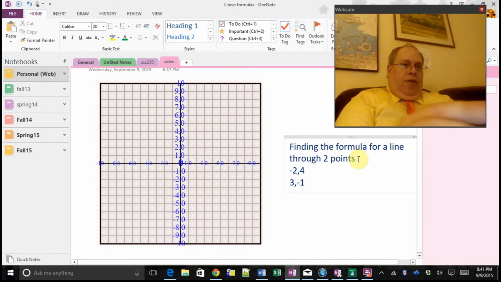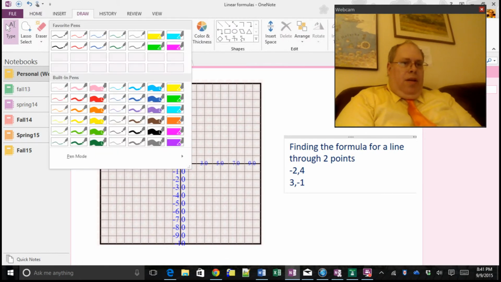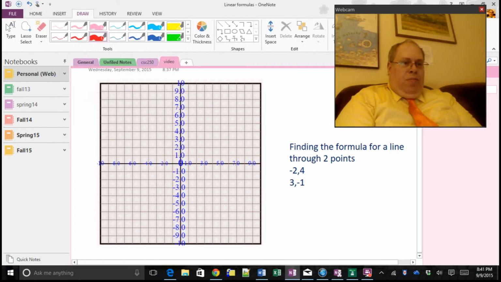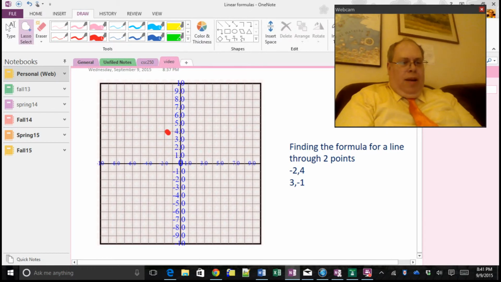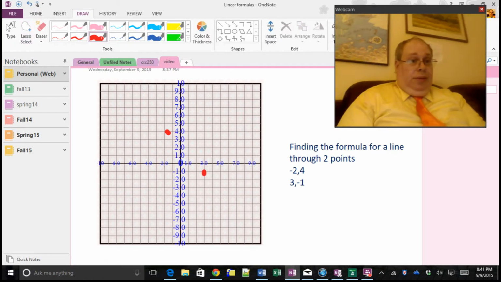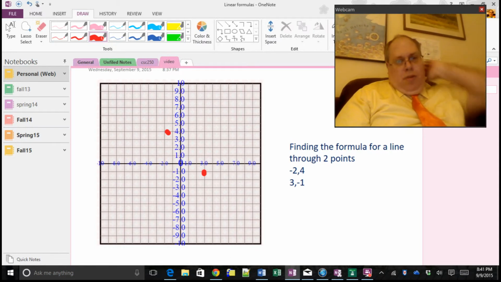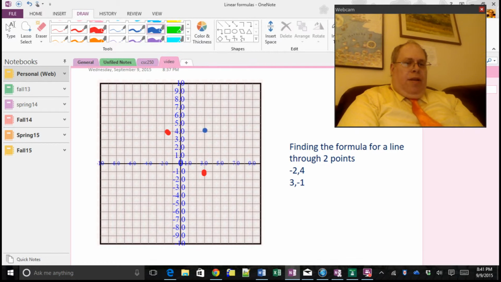So graphically, our first step always is to graph the 2 points. So we go to (-2, 4), and we put a point down there, and we go to (3, -1), we drop a point down there. Now, at this point, we want to find the slope between the 2 points. Whenever we find the slope graphically, I make a triangle.